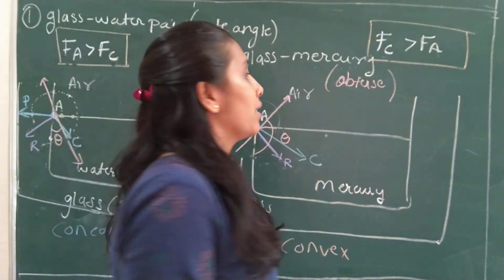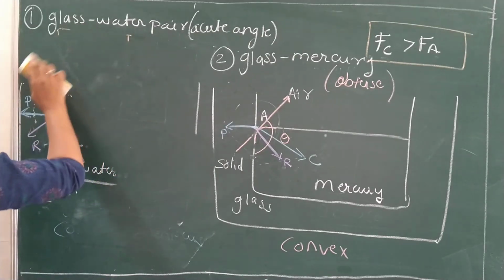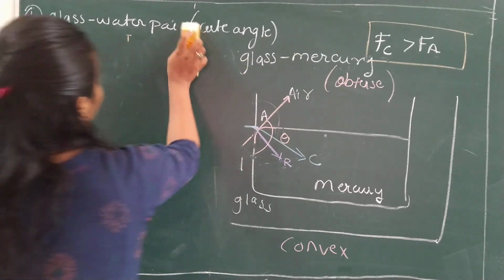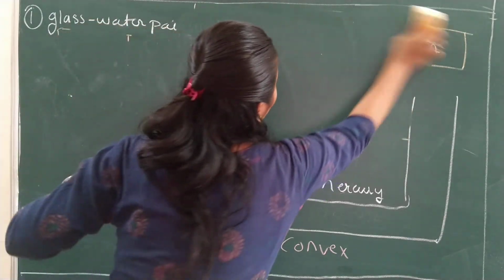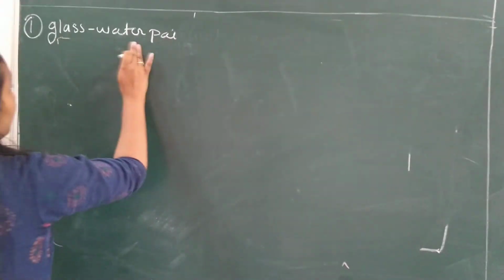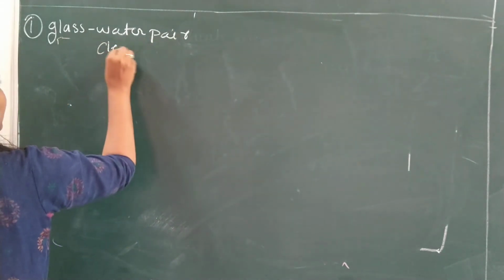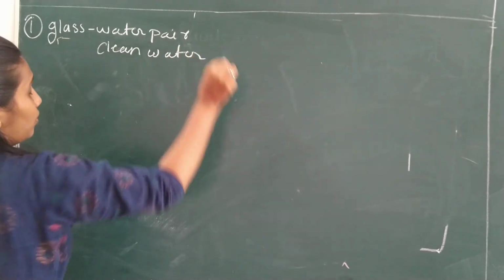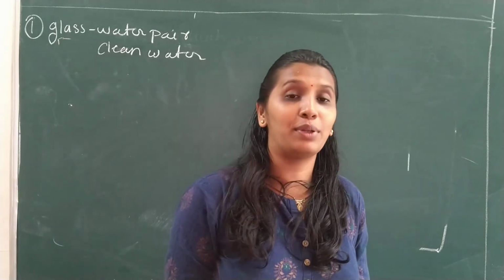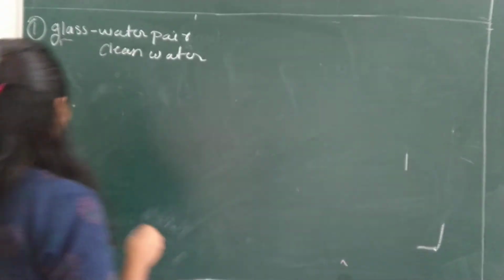Now suppose I change the pair. These were two familiar pairs for you. I will change one pair now. If you take a glass-water pair again, but that water is very clean. Same pair, but the water is very clean. So obviously, if clean water is in contact with glass, what angle of contact will you get, and what shape of meniscus? That is very important. So let's take that case.